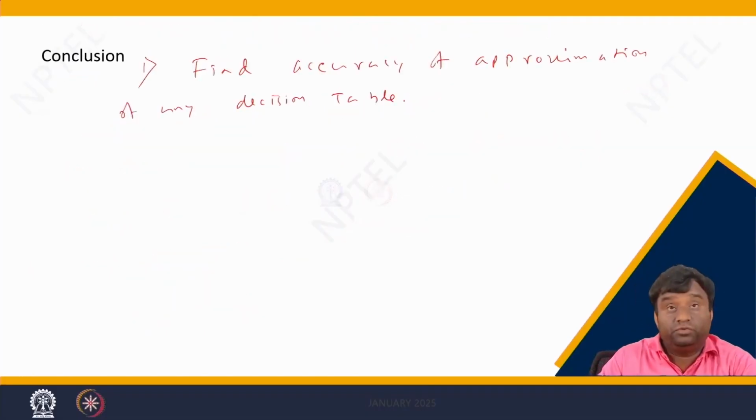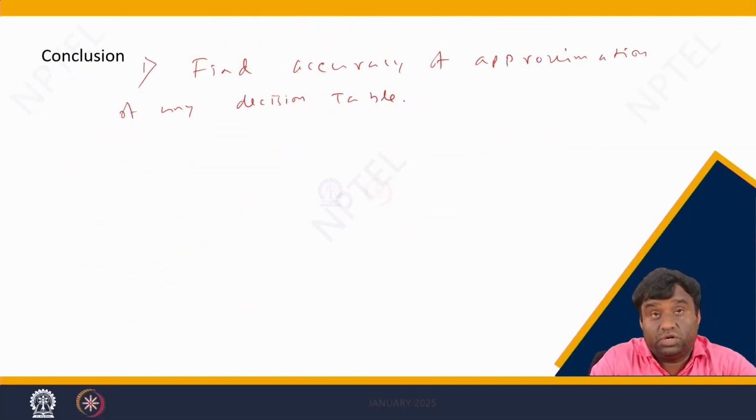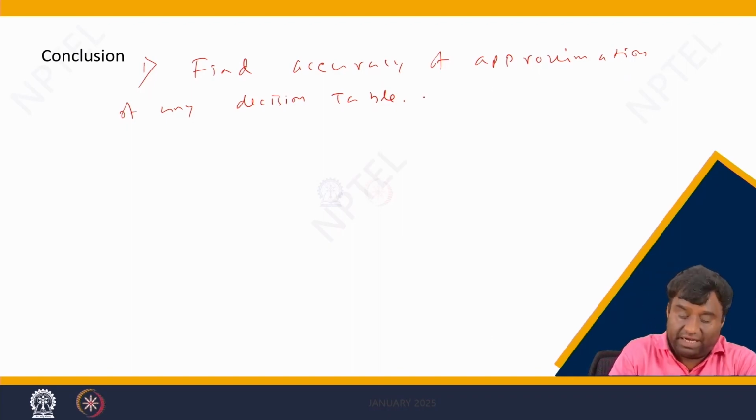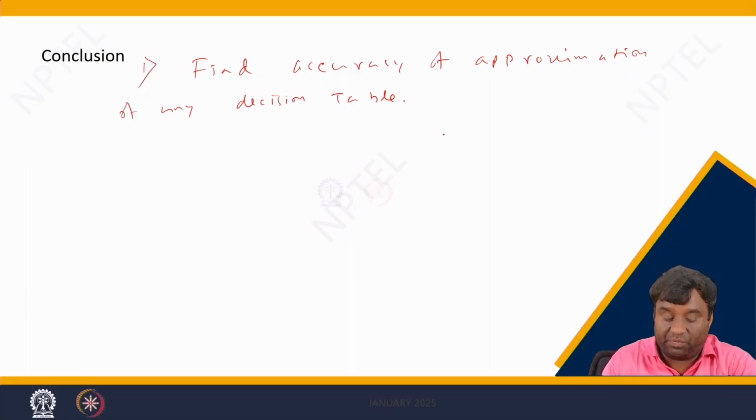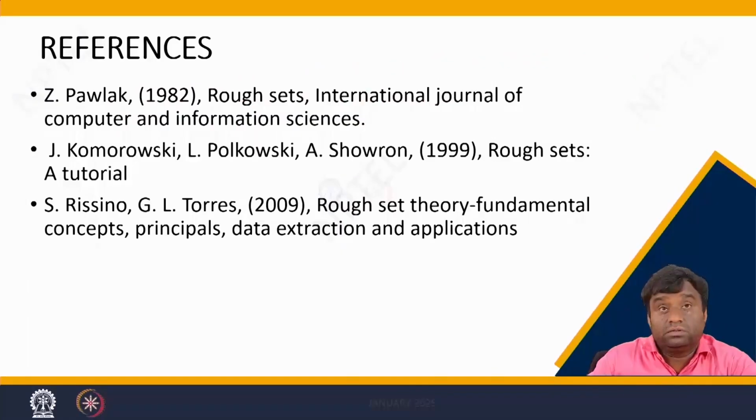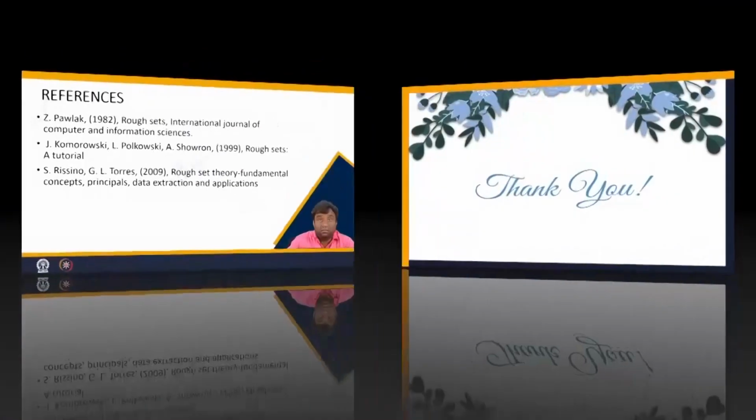I hope today in this class you have understood the accuracy of approximations. Find the accuracy of approximations of any decision table: write any table and try to find the accuracy of approximations. These are the references of today's class. Thank you.